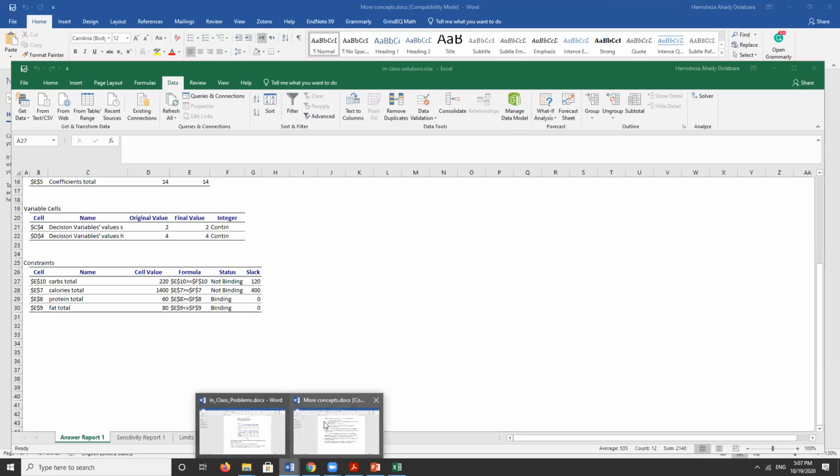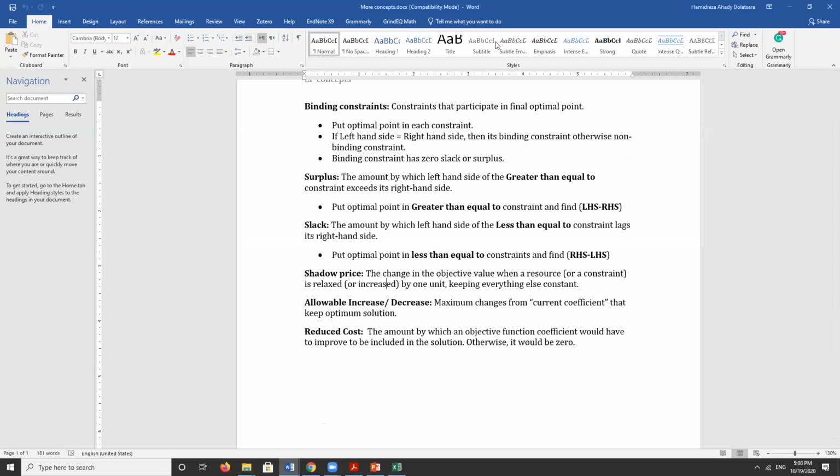Okay, so let me just go one more thing. Okay, let's talk about allowable increase or decrease. It is the maximum change from the current coefficient that keeps the optimal solution.